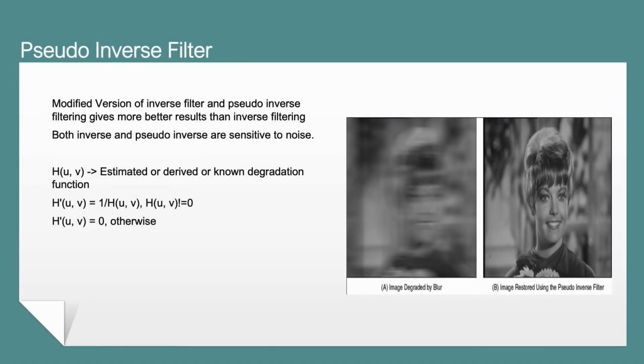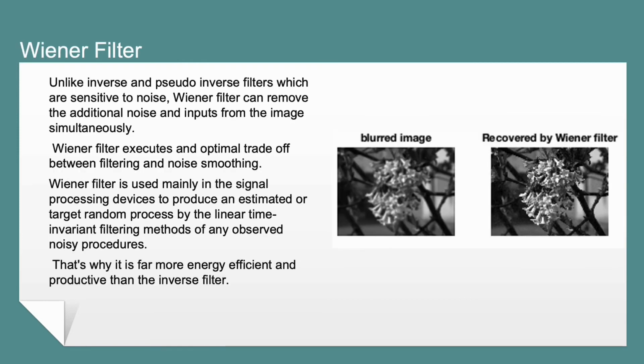Now let us talk about the pseudo-inverse filter. Basically it is the modified version of inverse filter. It gives better results than inverse filtering. Both inverse and pseudo-inverse filters are sensitive to noise. So here the H function is estimated to 0.